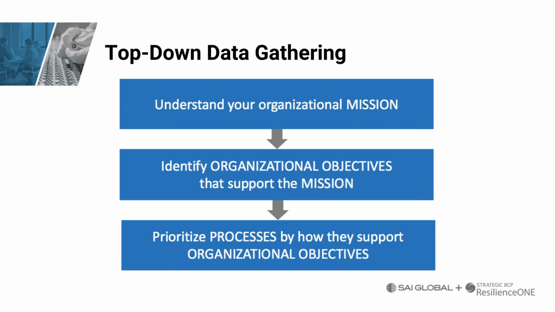We identify the organizational objectives that are supporting that particular mission. So what exactly are we doing overall from a mission perspective, and how are we executing on that? And then what are the processes that are supporting that? So you see, we went top down, started with mission, went to objectives, okay? Then we went to processes, prioritization of processes. So one right under the other.